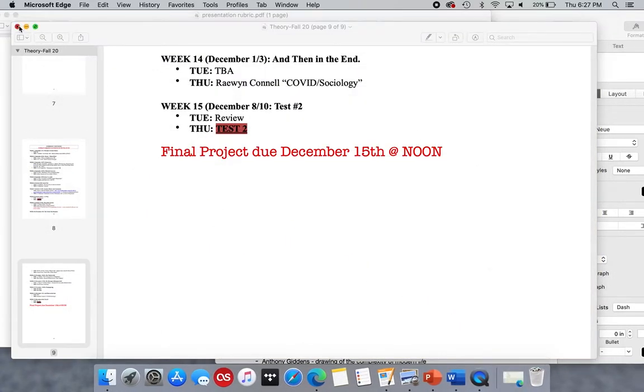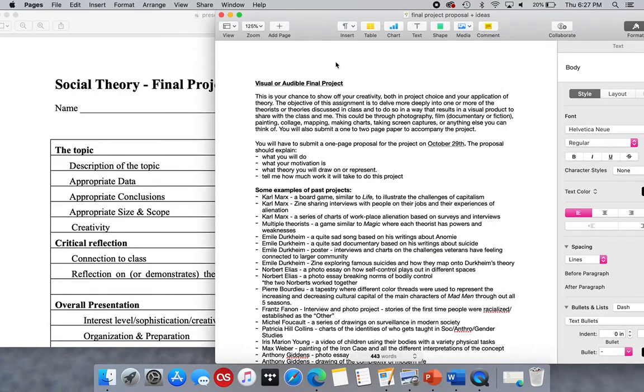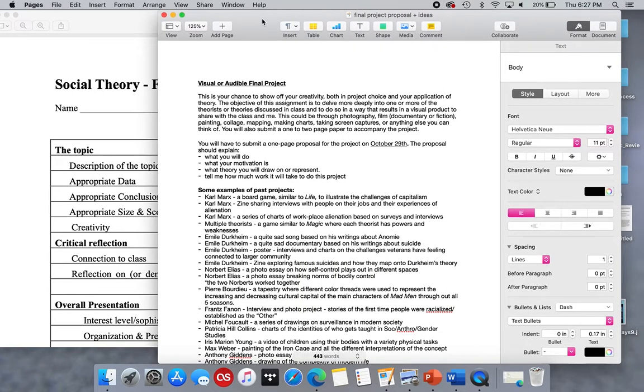First, let's take a look at the description. I think that'll be more useful. So for the visual or audio final project, it should be audio, not audible. For the visual or audio final project, this is your chance to show off your creativity. So I want you to choose a topic that interests you and then do something that relates to one of the theories in class, but engage with that idea, with that theory, in a way that you can present through either a visual medium or an audio medium. This is your chance to be creative.